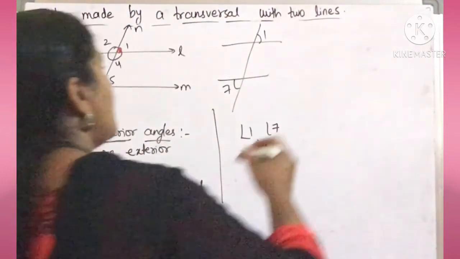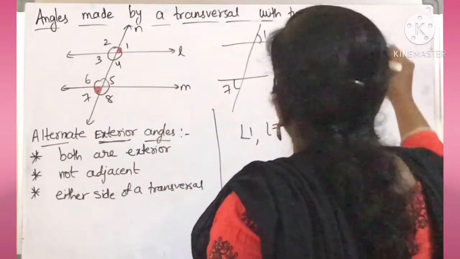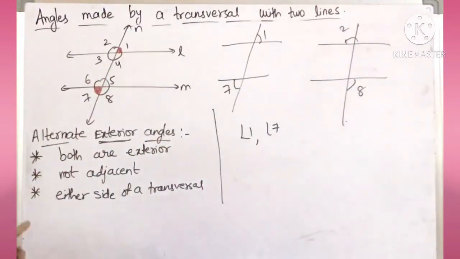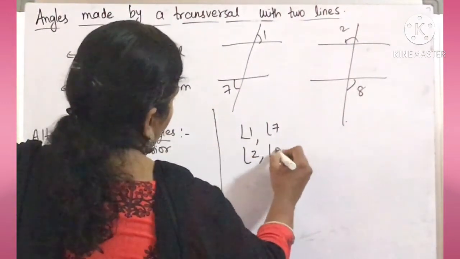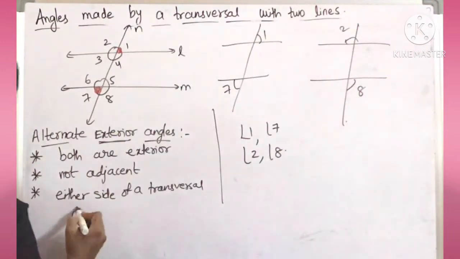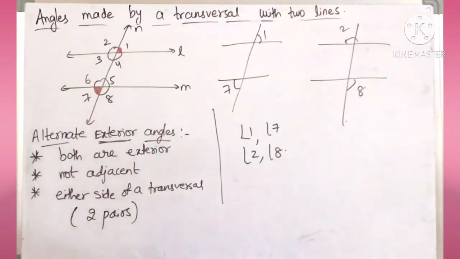And what is the other pair you are going to get here? Angle 2 and angle 8. Angle 2 and angle 8 both are exterior, they are not adjacent, and they are on either side of a transversal. So here we can take angle 2 and angle 8 as the alternate exterior angles. So how many pairs are we going to get here? 2 pairs. So we get 2 pairs of alternate exterior angles and 2 pairs of alternate interior angles.